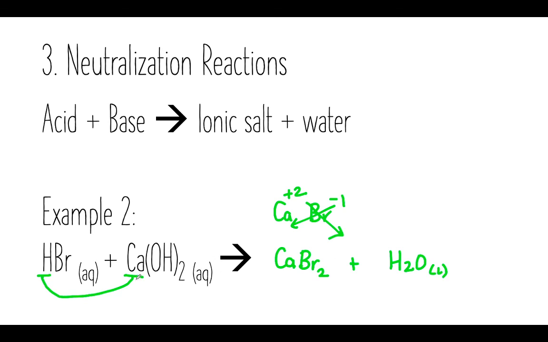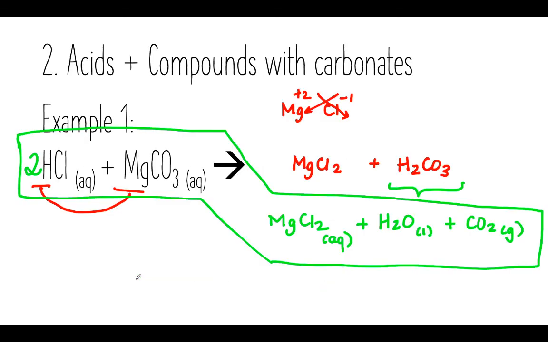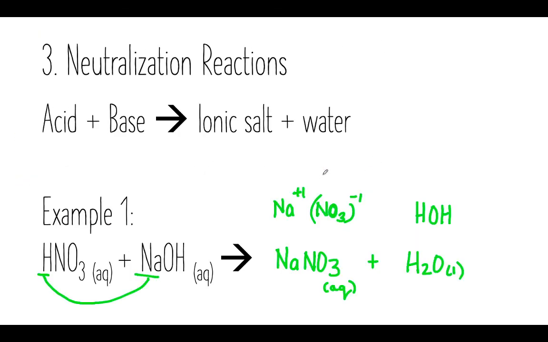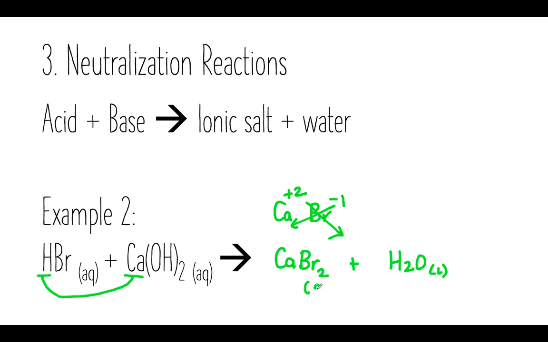Now CaBr2, I'm fairly certain that that is soluble, but let's just make sure using our solubility chart. Br falls right here. There is the category of all others, right? Ca falls into a category of all others, which means that it is soluble, which is aqueous, right? And those are the 3 different types of double displacement reactions.